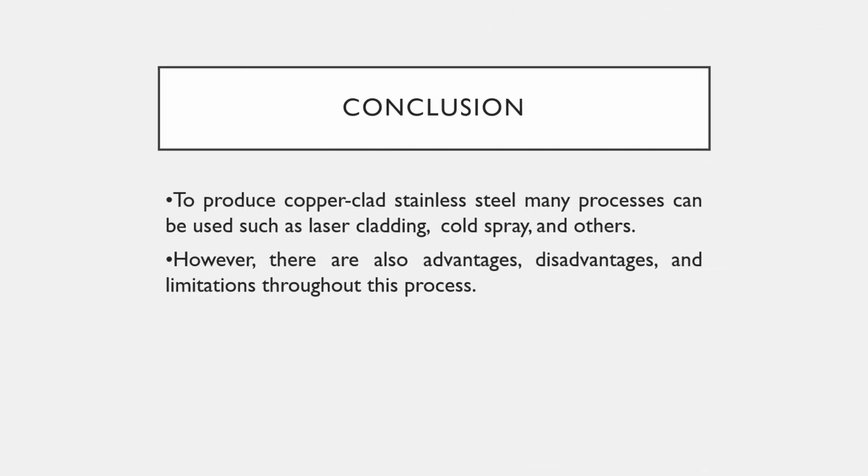In conclusion, to produce copper-clad stainless steel, many processes can be used such as laser cladding, cold spray and others. However, there are also advantages, disadvantages and limitations throughout this process.